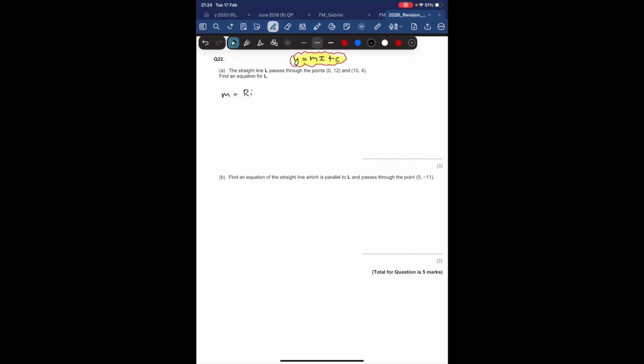It's usually written rise over the run. Another way of thinking of the rise and the run: the rise is basically the difference in the y-coordinate between your 2 points. And the run is the difference in the x-coordinate between your 2 points. Now, the 2 points that we're referring to are these 2 points here, 0, 12 and 10, 4. Now, just remember that when we write a coordinate, it's always x first and then followed by y. So the first number is always the x-coordinate. The second number is always the y-coordinate.